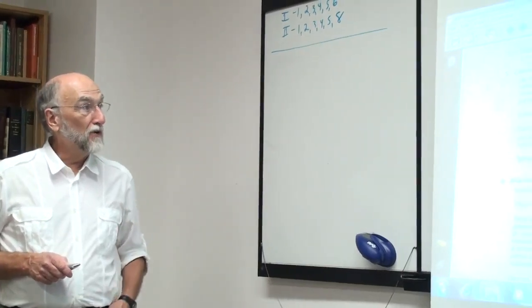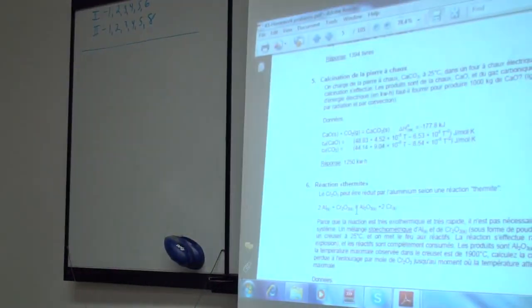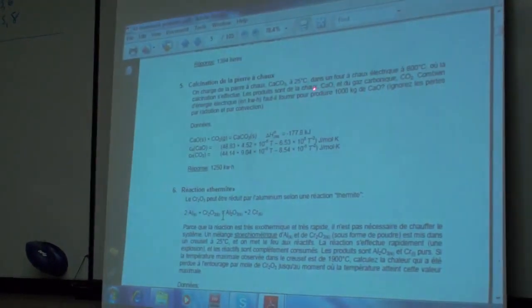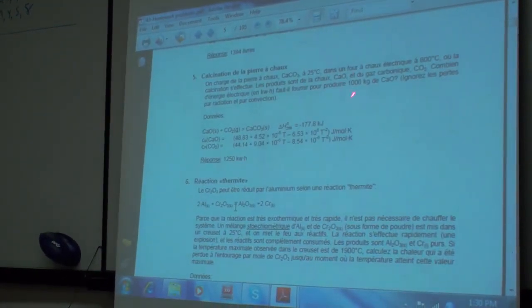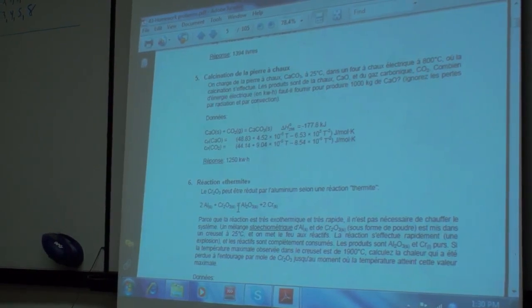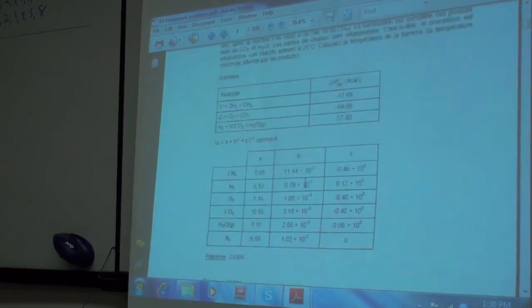You charge limestone at 25 degrees into a furnace at 800 degrees where the calcination takes place. The products are calcium oxide and CO2. How much electrical energy is necessary to produce 1,000 kilograms of CaO? Ignore all losses by radiation and convection. Okay, so it's an endothermic reaction. That is, it requires heat.